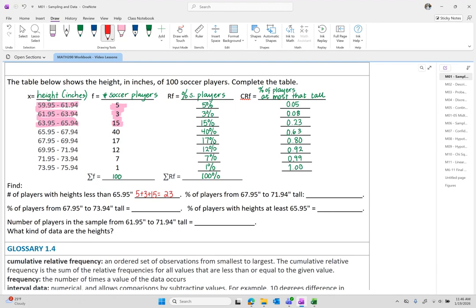What's the percent of players from 67.95 to 71.94? So 67.95 to 71.94, and they are asking us for percentages. So I will be adding relative frequencies. So I have to add 17% and 12%.